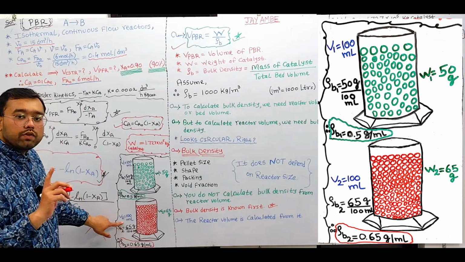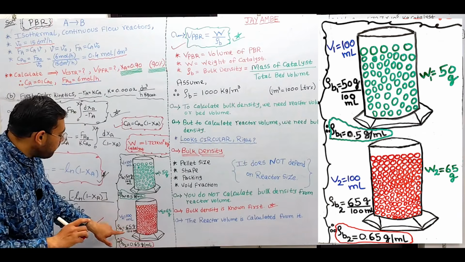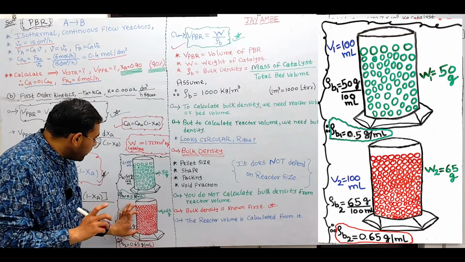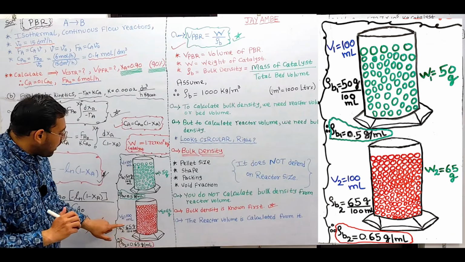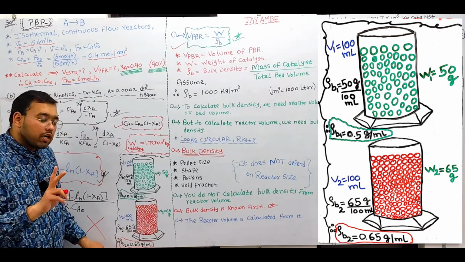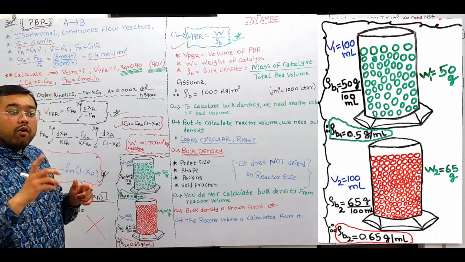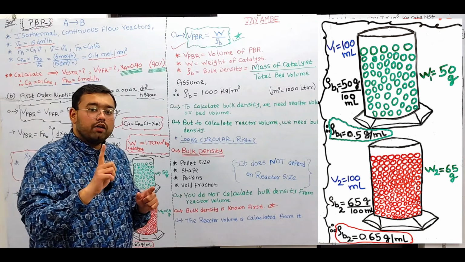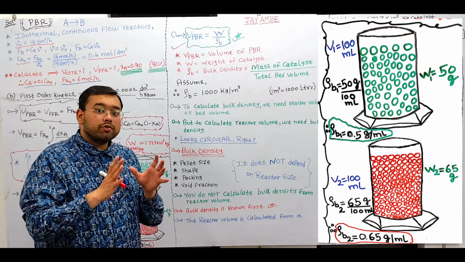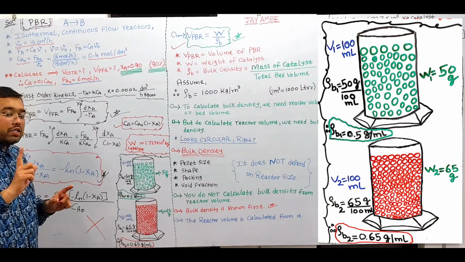Which is the ratio of the mass of the solid catalyst, which is 65 grams, divided by the volume occupied by the solid catalyst, which is 100 ml. So 65 grams divided by 100 ml. The bulk density for the second case comes out to be 0.65 gram per ml, which means for 1 ml volume of measuring cylinder, we accommodate 0.65 grams of solid spherical catalyst. Now I hope you have understood.